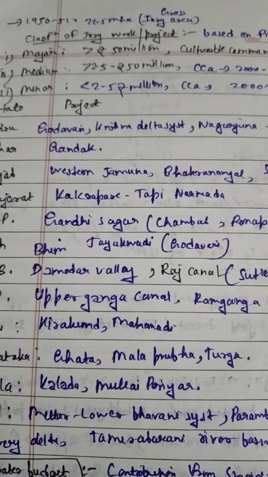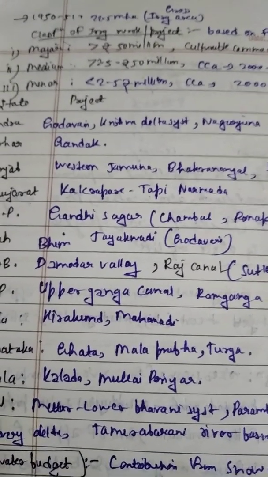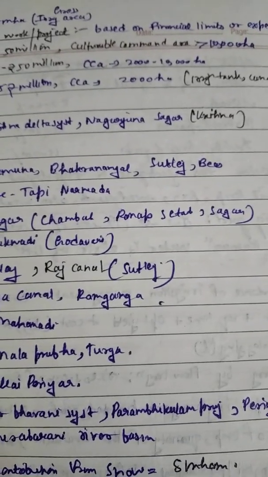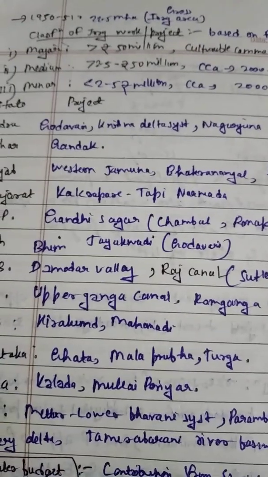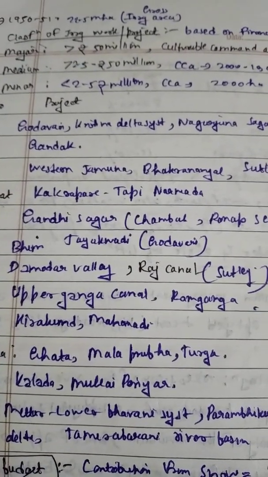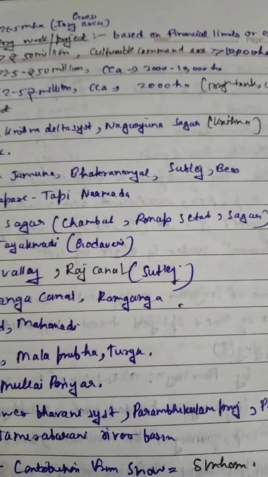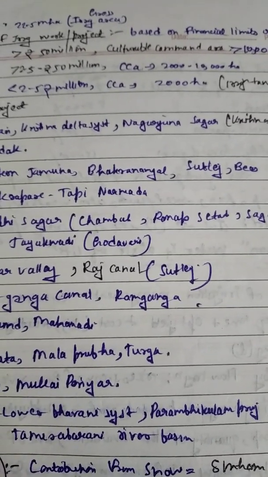Option A, major irrigation project, which I gave you, if the project cost is more than 50 million rupees and if the cultivable command area is greater than 10,000 hectare, then it is called major irrigation project. More than 50 million rupees and cultural command area more than 10,000 hectare. This cultural command area is also written as CCA.